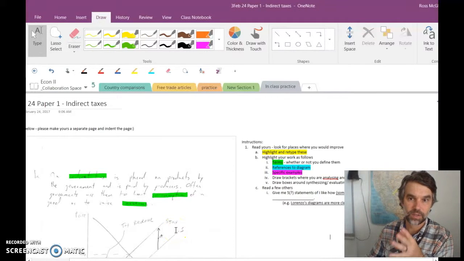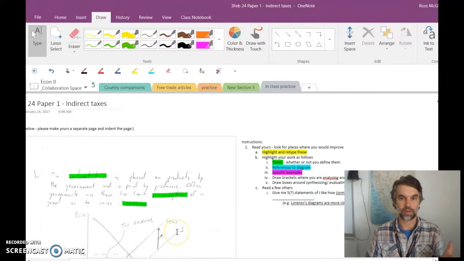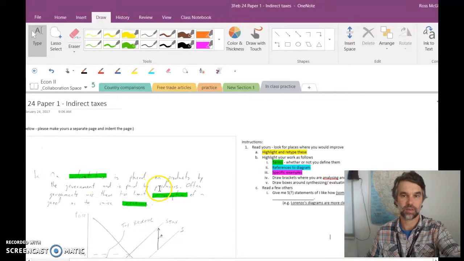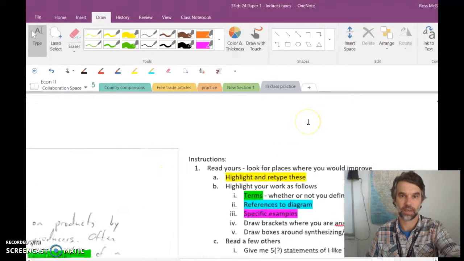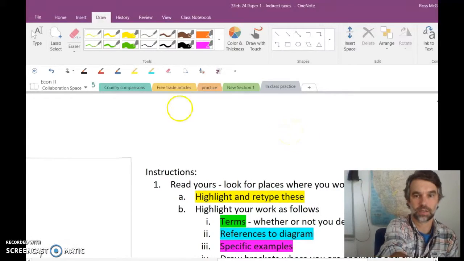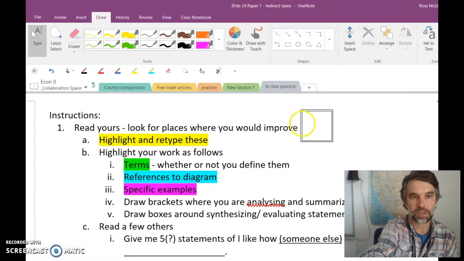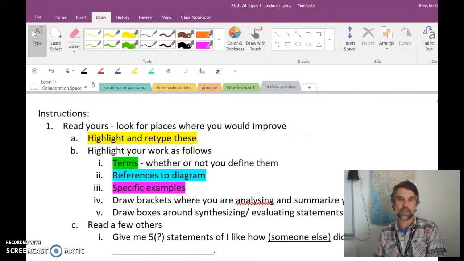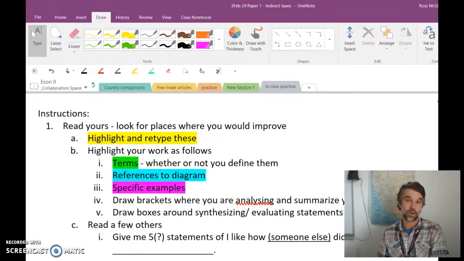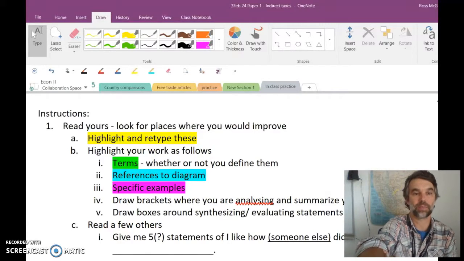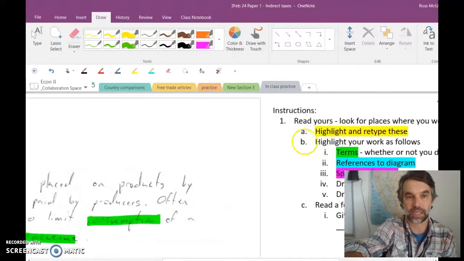Hey guys, something I just did after our class today that I think you guys will really profit from as well is this. So what I want you to do is go back and read the paper one that you wrote in class. When you do it, first thing I want you to do is look for things that you did and you're looking at them now going, man, I wish I would have done that slightly different.